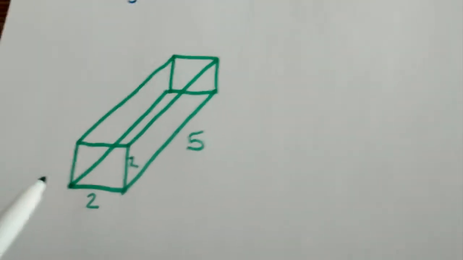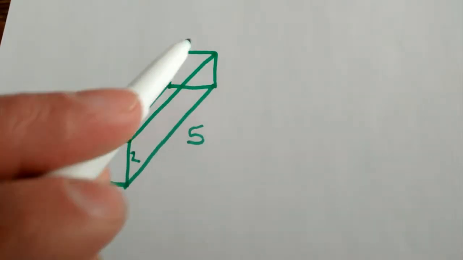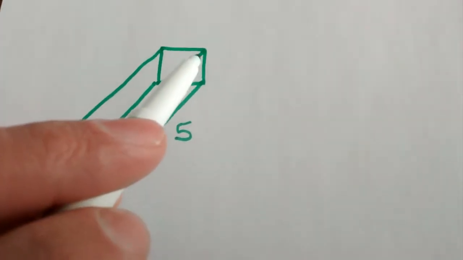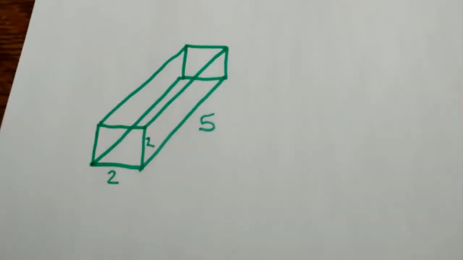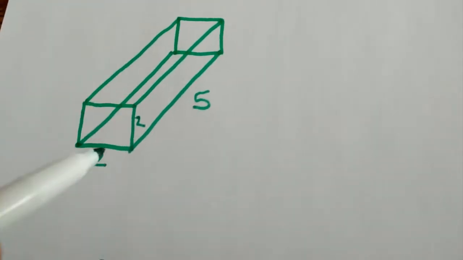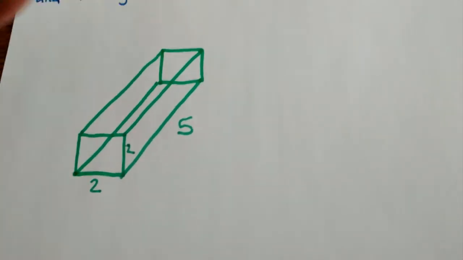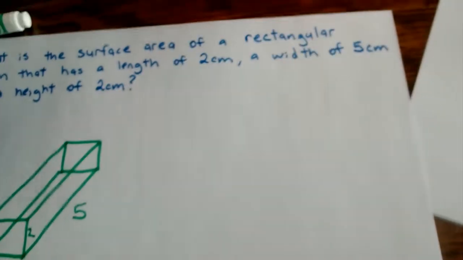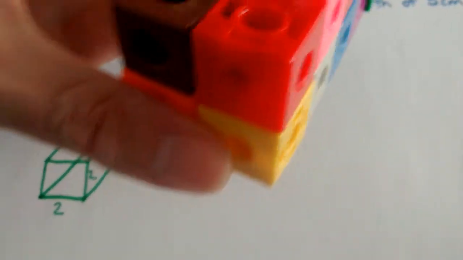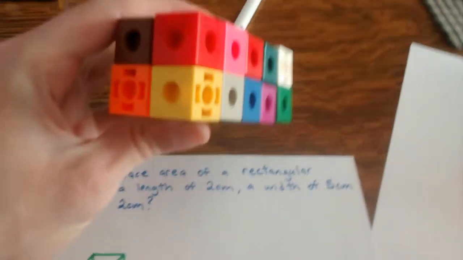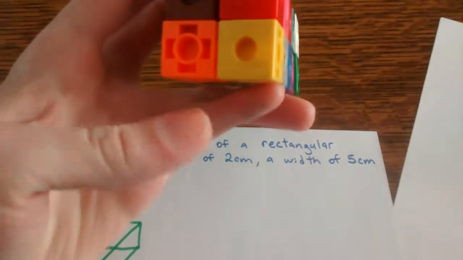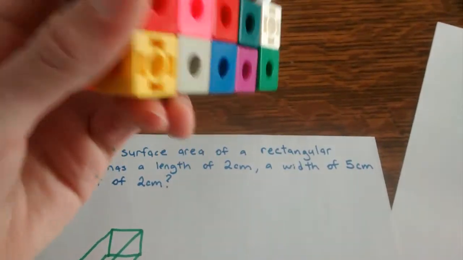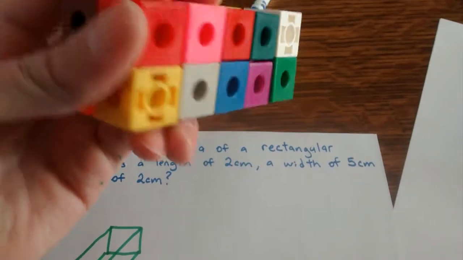That would be 2, that would be 2, 2, this is 5, that's 5, this line here is 5, that line there is 2. Once you can draw this on, you have a good idea of what the shape looks like. I also have these cubes here, and I've put the shape into cube form. So I can have length of 2, height of 2, and a width of 5.